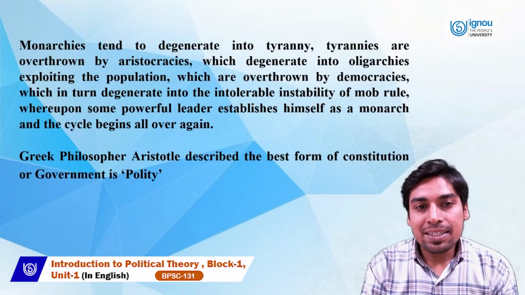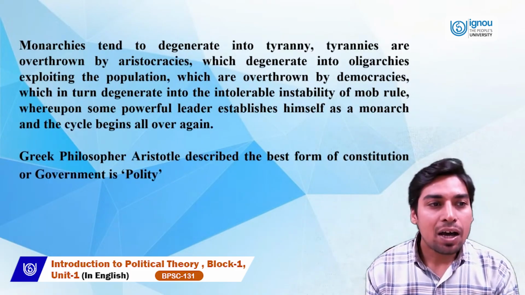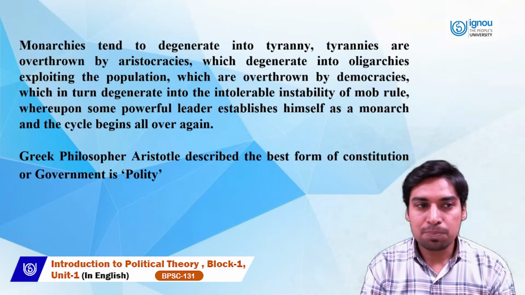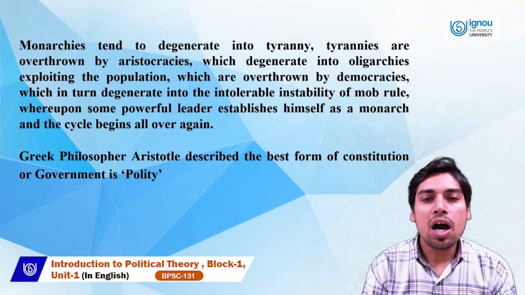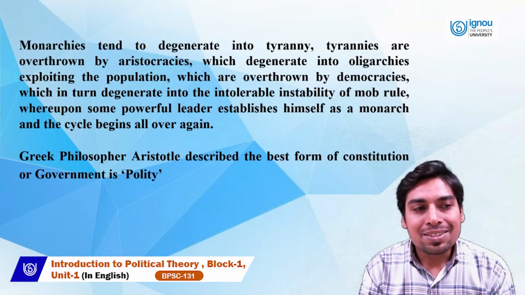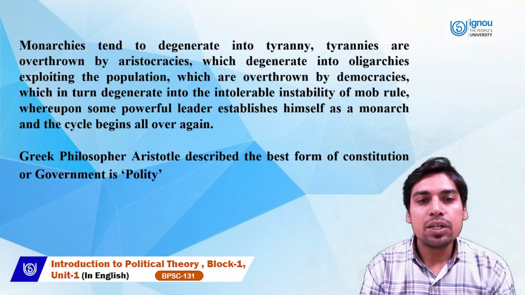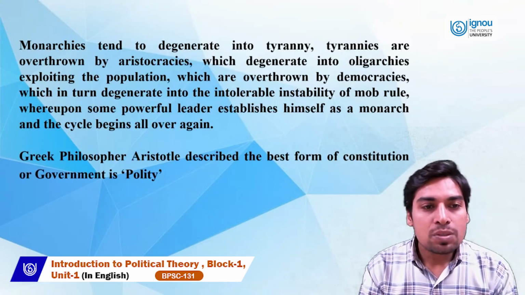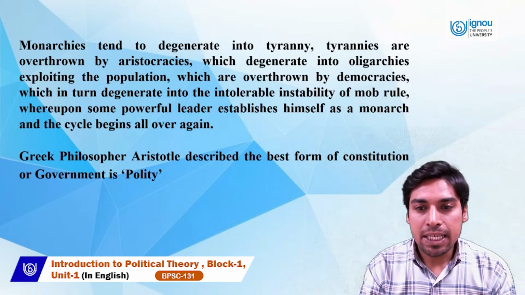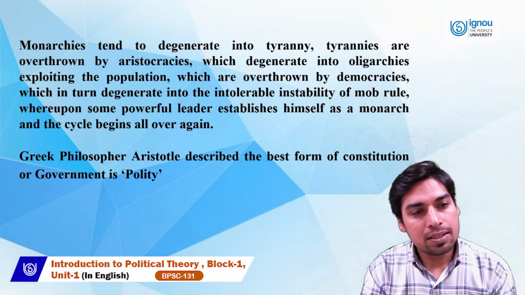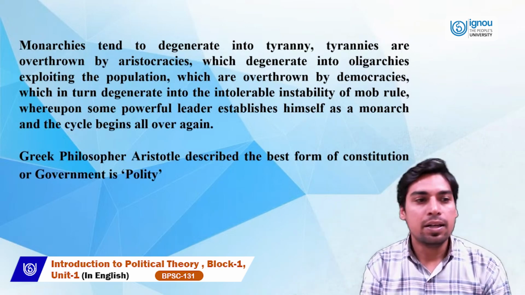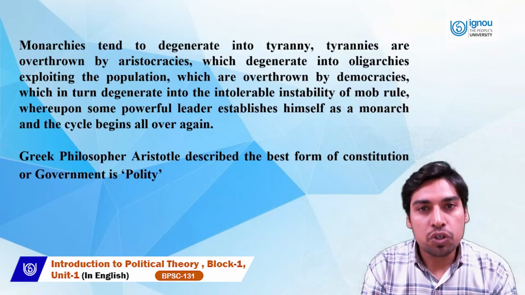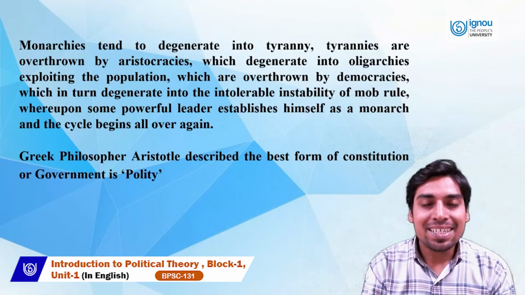Monarchies tend to degenerate into tyranny. Tyrannies are overthrown by aristocracies, which degenerate into oligarchies, exploiting the population, which are overthrown by democracies, which in turn degenerate into the intolerable instability of mob rule, whereupon some powerful leader establishes himself as a monarch, and the circle begins all over again. Now, the Greek philosopher Aristotle described the best form of constitution or government as polity.